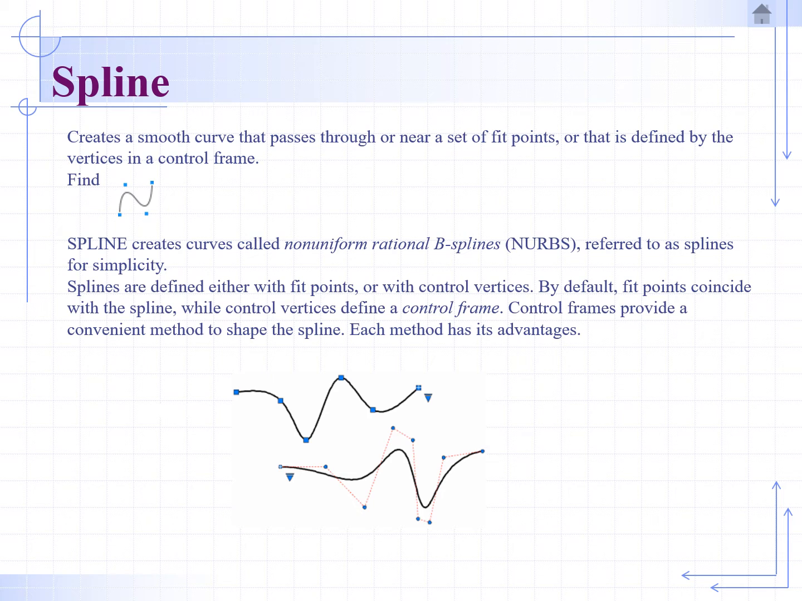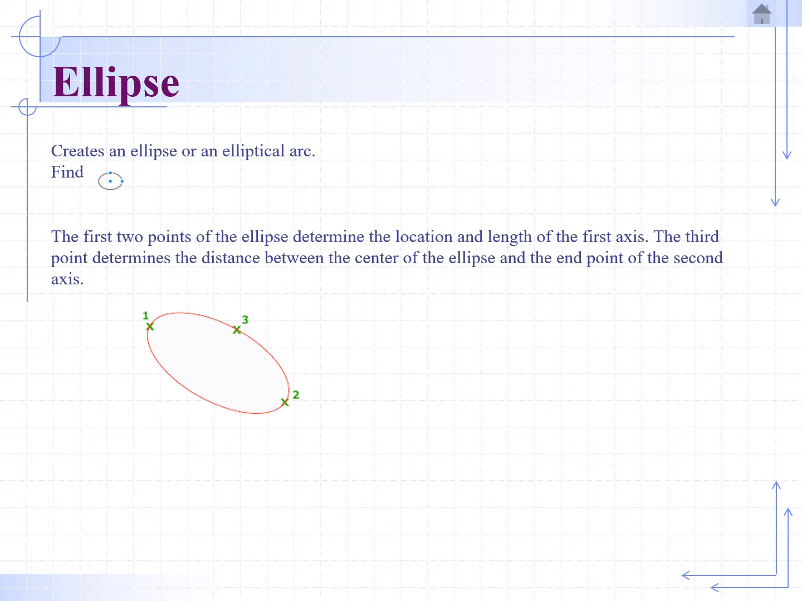So if you find the spline command, it creates curves called non-uniform rational B-splines, or NURBs, referred to as splines for simplicity. They are defined with either fit points or with control vertices. By default, fit points coincide with the spline, while control vertices define a control frame. Control frames provide a convenient method to shape the spline. And as you get to experiment with it, you'll see the differences in the two ways to do it.